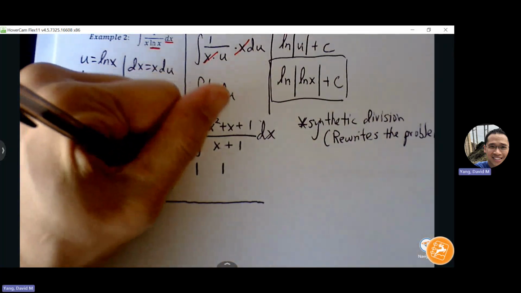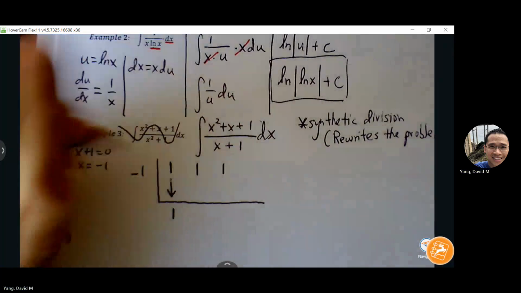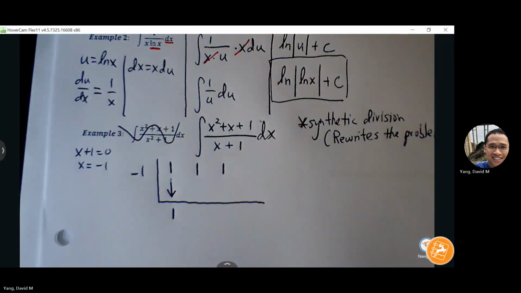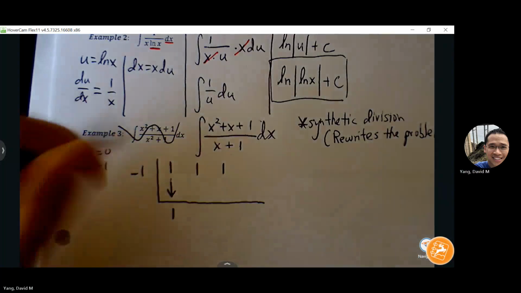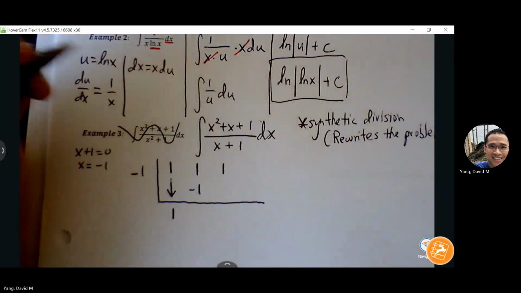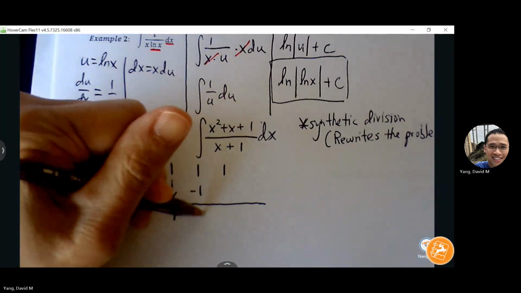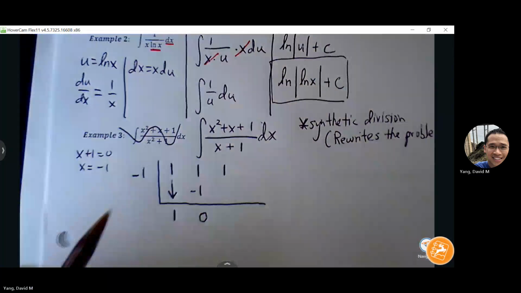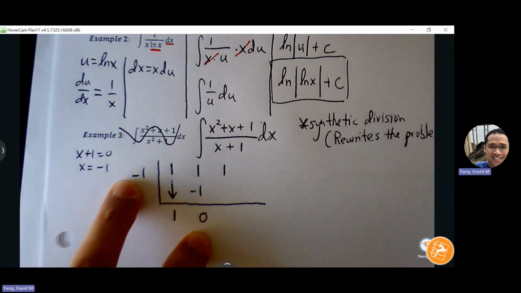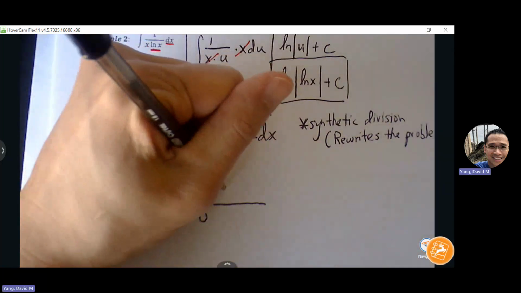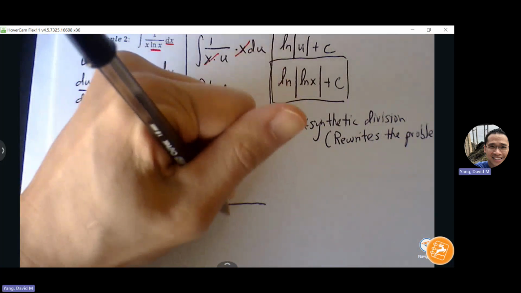So the first thing you're going to do is you're going to bring the number down below the line. And then you're going to multiply. So -1 times 1 is -1. You're going to add. And then once you're down below the line, you're going to multiply with the factor again. -1 times 0 is 0. Bring this down below the line.